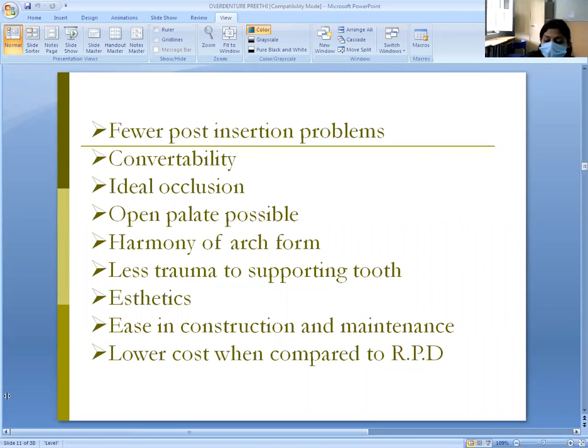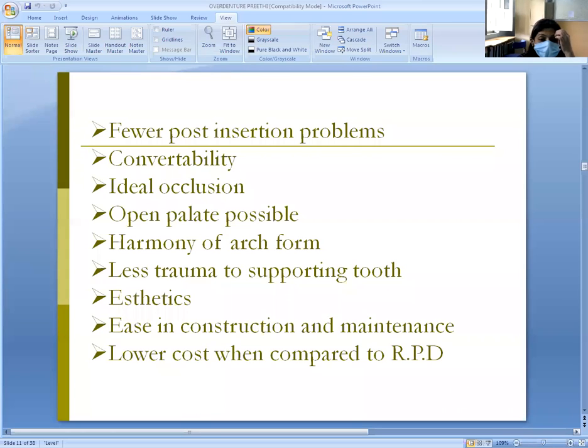Convertibility: if there is loss of abutment because of any reason in the future, you can convert the overdenture into a conventional denture. Then ideal occlusion can be given, and an open palate is possible. Again, in cases of a deep palatal vault, you can give an open palatal design. Then harmony of arch form, and less trauma to the supporting tooth.